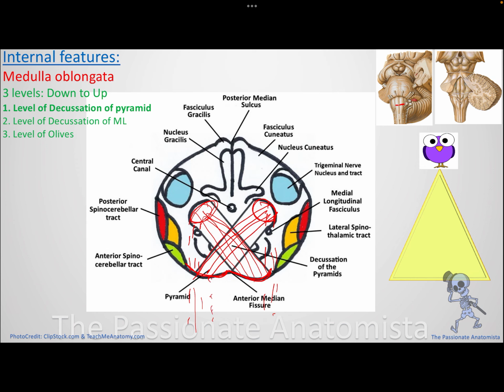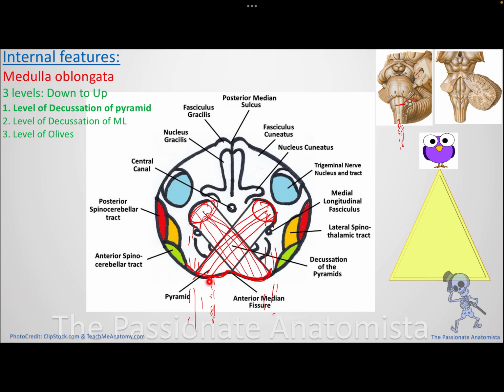Other than that, we have 15% that descend here without decussating, and they will decussate down at the spinal cord level. Okay, other than that, the pyramidal level is just like the spinal cord. So level 1, decussation of pyramid. How do we know it? From the face of a bird sitting on a pyramid. This is the motor decussation.